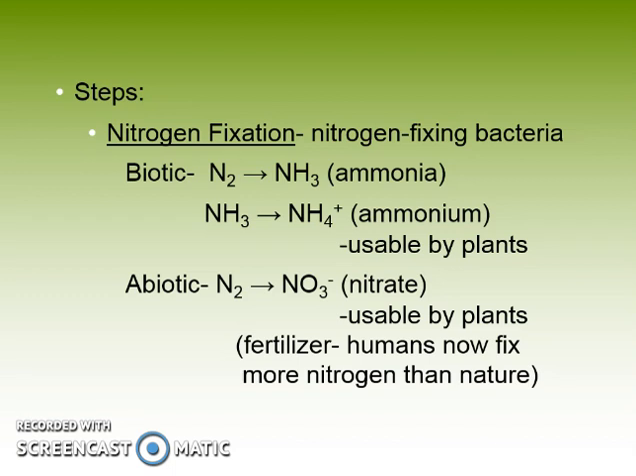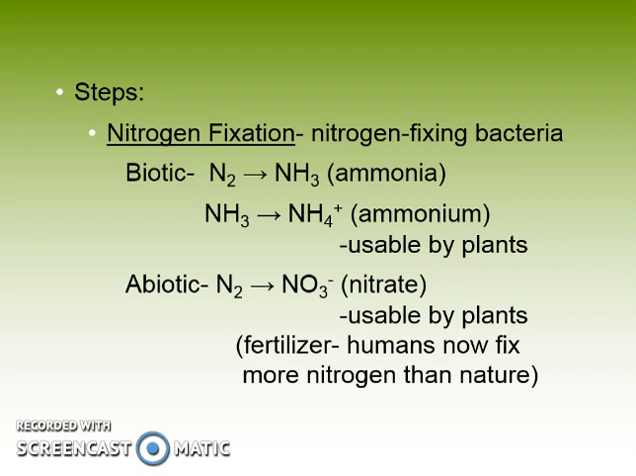Our atmosphere is 78% nitrogen, and that nitrogen in the atmosphere is not usable by us or by plants. So it's got to be fixed. And there's 2 ways it's fixed, either by bacteria in the soil, nitrogen fixing bacteria, or potentially by lightning. Lightning will also fix nitrogen. So biotically, through bacteria, you're going to have N2 gas changed to ammonia, and then ammonia is converted to ammonium. And ammonium is usable by plants, but it is not their favorite method.